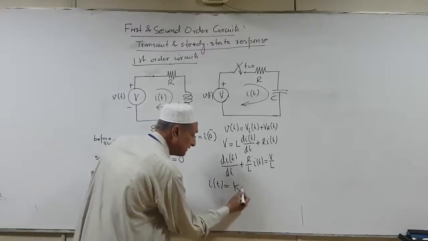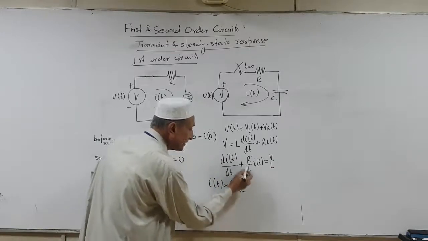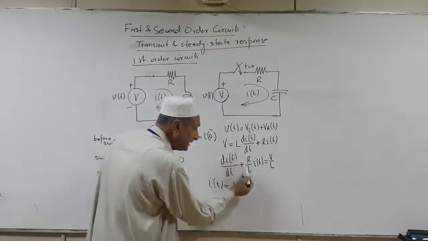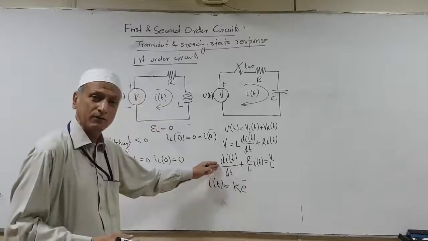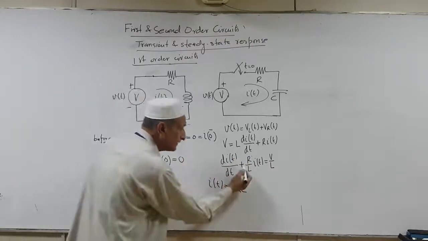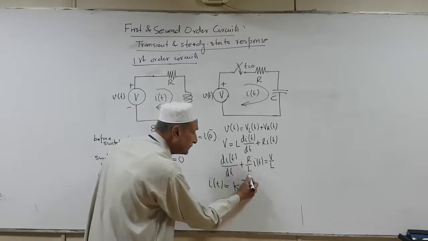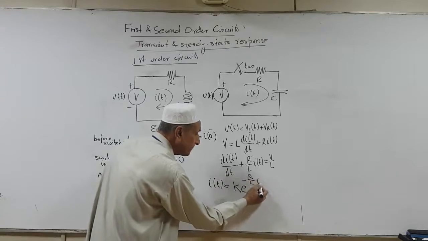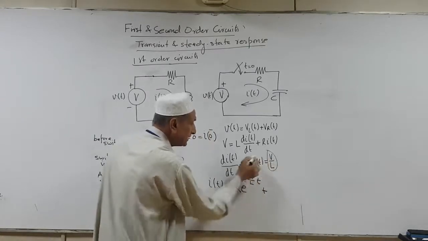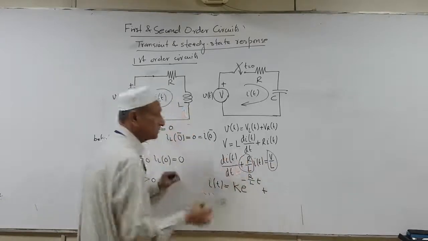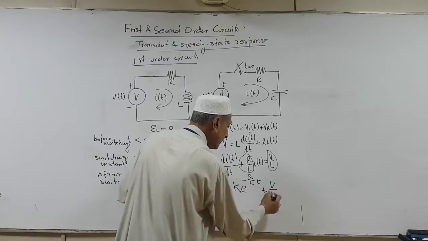The complementary part is based on the general form k e to the power minus. If you bring the equation in the standard form, that is, with no multiplier on the derivative term, then reversing the sign of this will become the power of the exponent, and the particular part will be this portion divided by this portion. So this means that this will be equal to V over R.